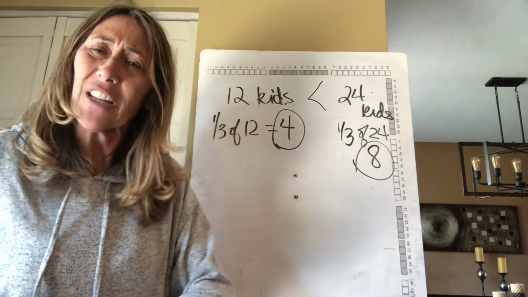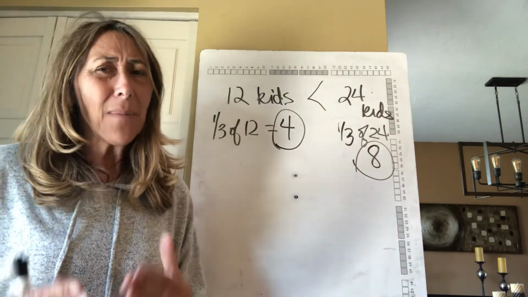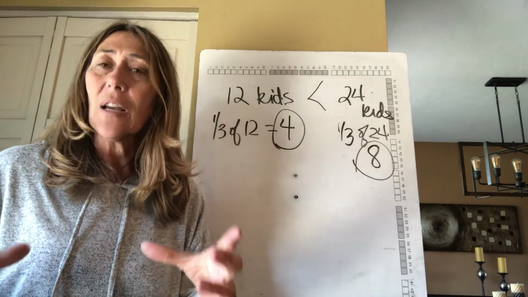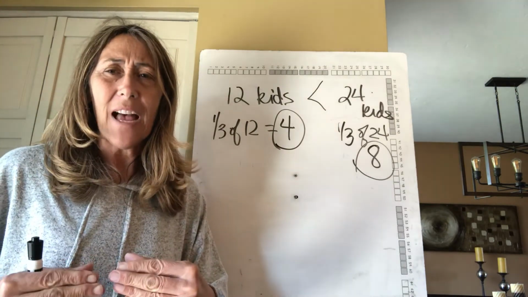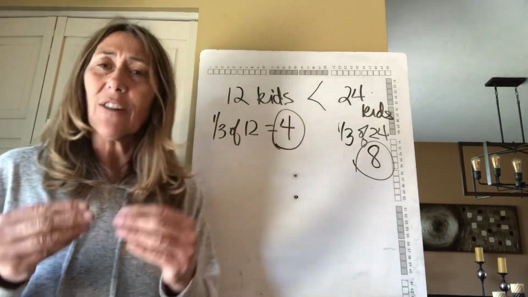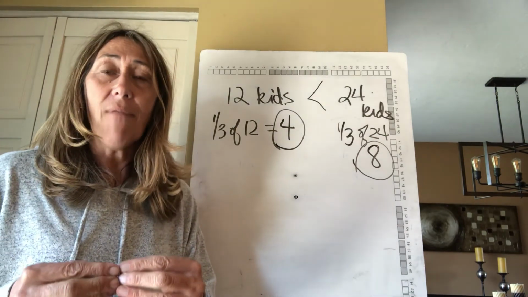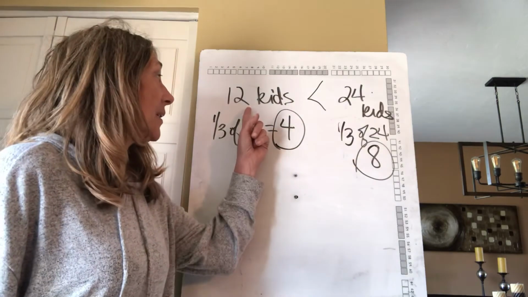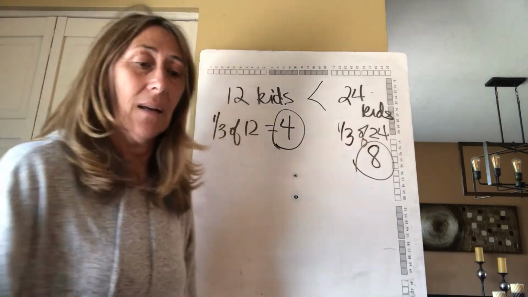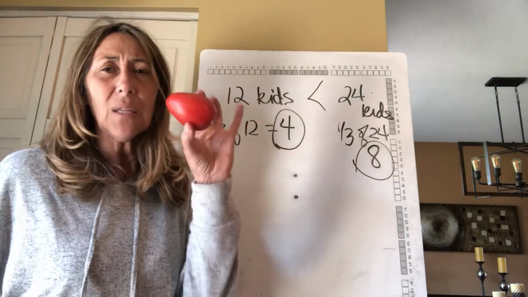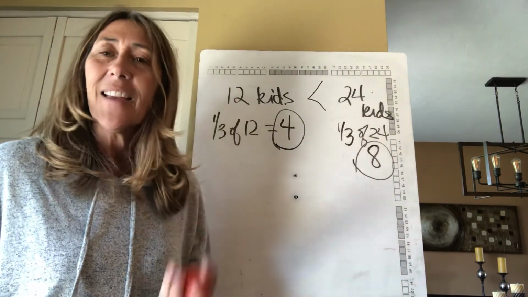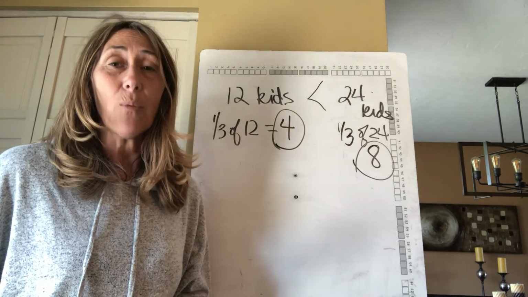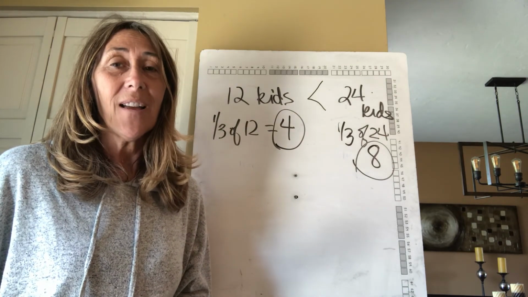So with fractions, there are no absolutes unless your group is the same size or your whole is the same size. Just like fractions are equal parts of a whole or a group. These are groups, and this would be a whole. So keep that in mind when we're talking about fractions. Is 1/2 always more than 1/4?